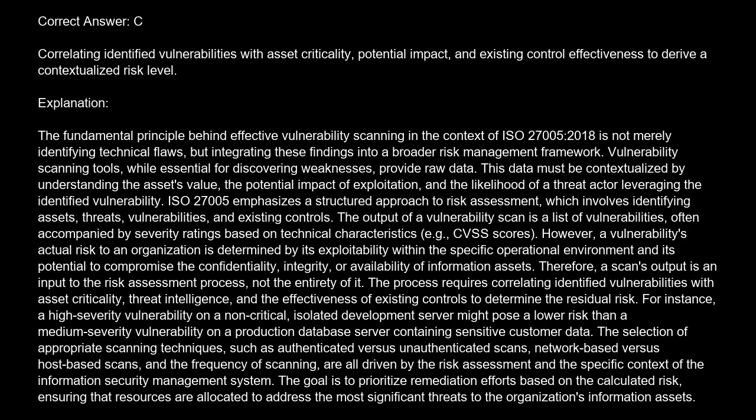Correct answer is C. Correlating identified vulnerabilities with asset criticality, potential impact, and existing control effectiveness to derive a contextualized risk level. Explanation. The fundamental principle behind effective vulnerability scanning in the context of ISO 27005-2018 is not merely identifying technical flaws, but integrating these findings into a broader risk management framework.